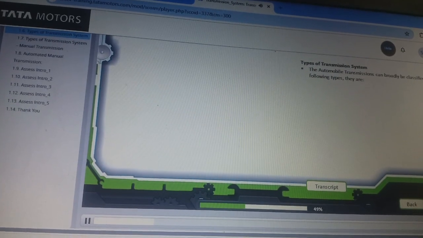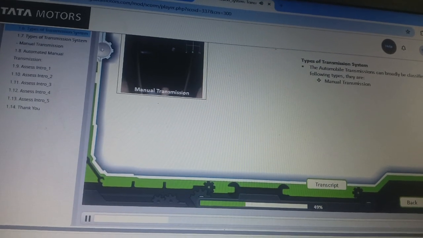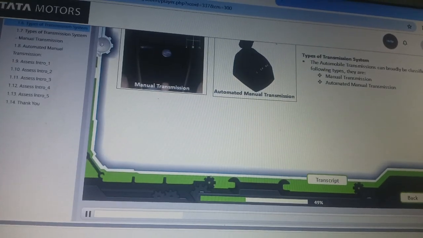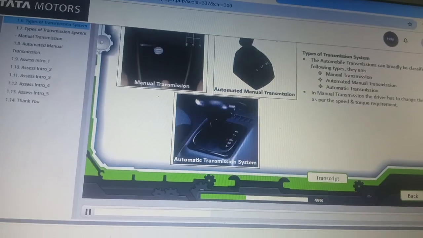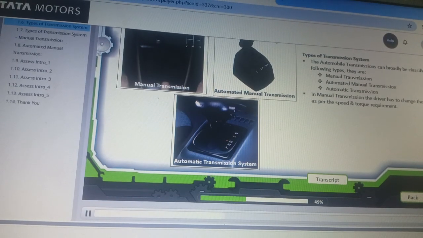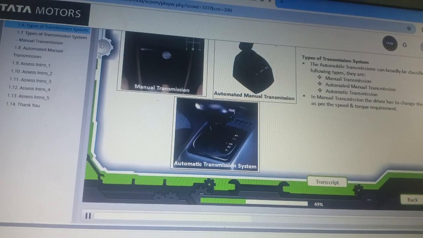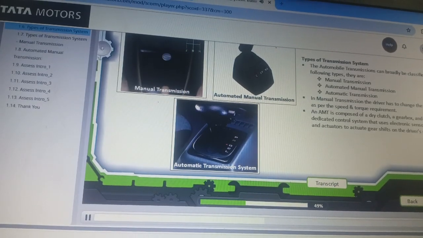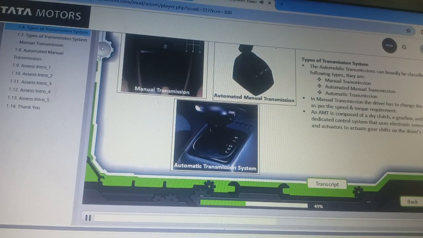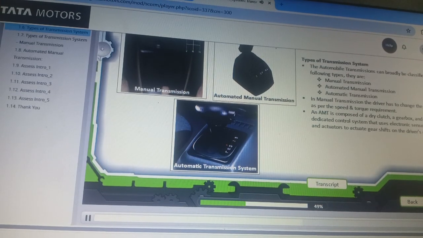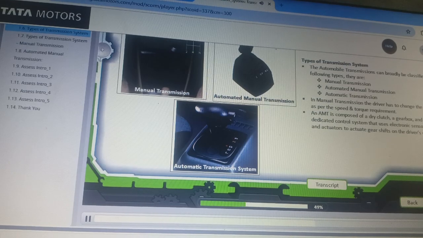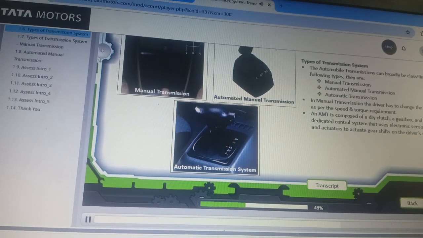They are manual transmission, automated manual transmission, and automatic transmission. In manual transmission, the driver has to change the gears manually as per the speed and torque requirement. An AMT is composed of a dry clutch, a gearbox, and an embedded dedicated control system that uses electronic sensors, processors, and actuators to actuate gear shifts on the driver's command.